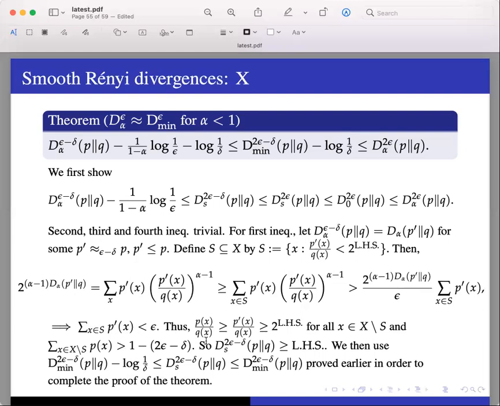Okay. So what does this tell us? Look at symbols x in S complement. For those symbols x, p prime x by q x is larger than 2 to the LHS, right? And remember, p prime is less than or equal to p, so the ratio of p by q is even larger. So what do I have for symbols x in the complement of S? The ratio is larger than 2 to the left hand side. And what is the probability under p x?